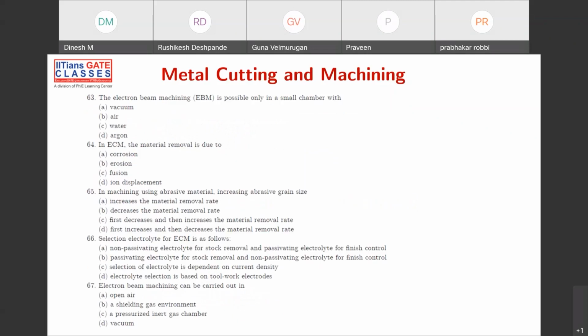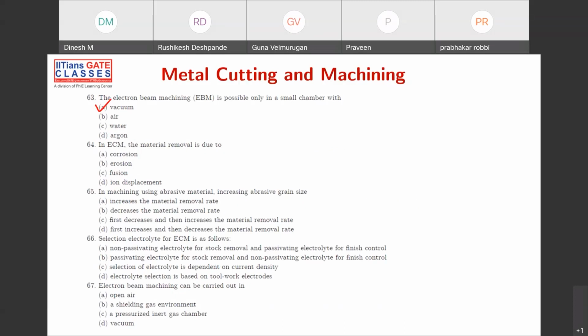Tell me 63rd one. Come on. Obviously, I told you it has to be performed under vacuum. Why are we doing that? We don't want our momentum to reduce.